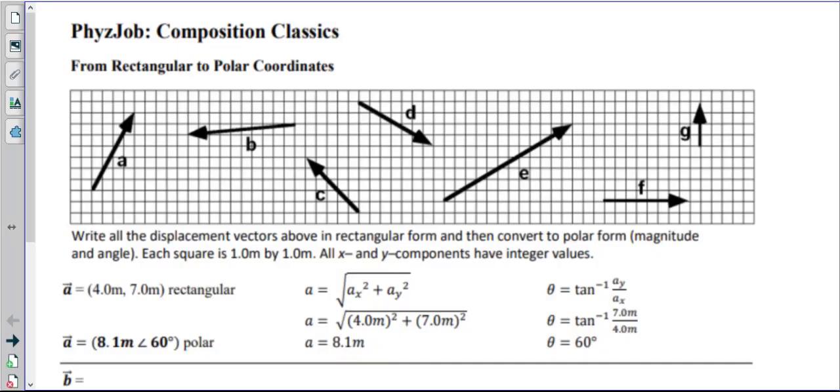This next video is going to walk you through how to actually go from rectangular two-dimensional vectors to polar coordinate two-dimensional vectors. So it's a way of going back and forth.